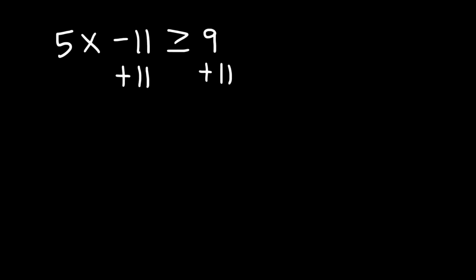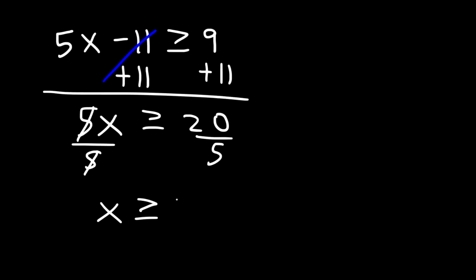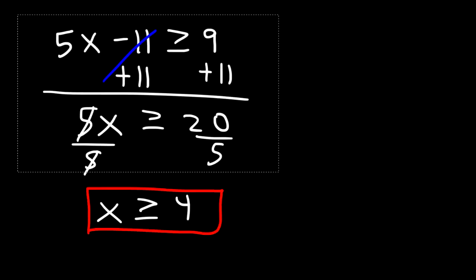So let's add 11 to both sides. On the right side we have 9 plus 11, which is 20. Now let's divide both sides by 5. And so 20 divided by 5 is 4. So thus we have this answer. x is equal to or greater than 4.